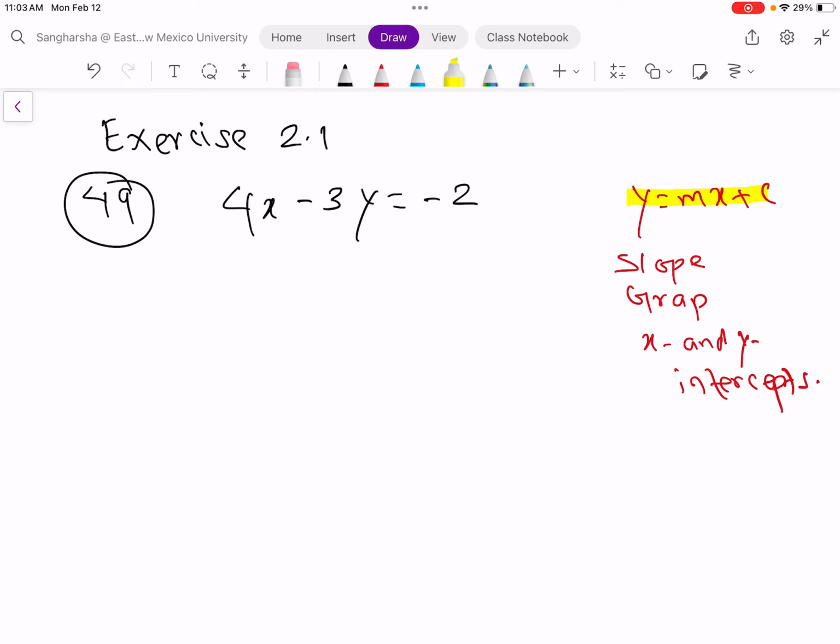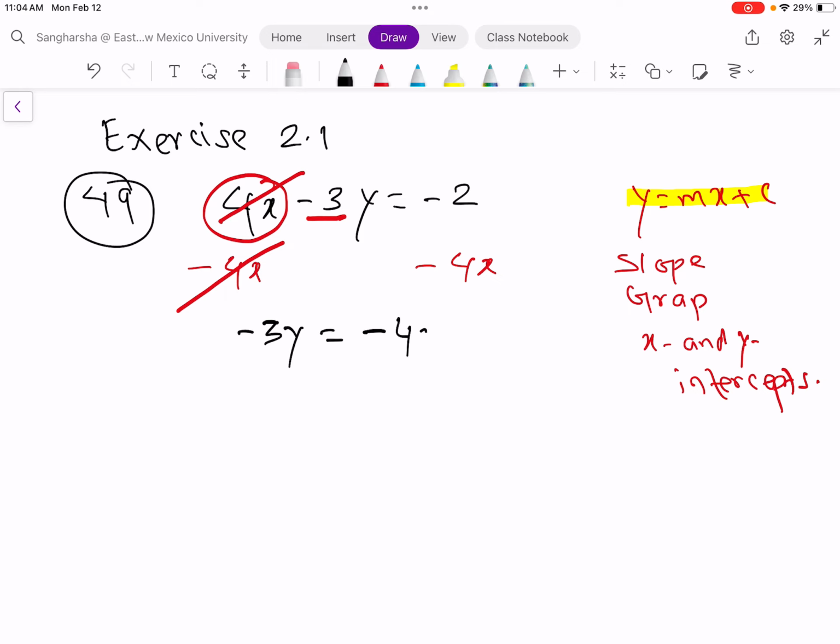Okay, now in order to solve this equation for variable y, we need to get rid of positive 4x. Okay, we need to get rid of negative 3, the coefficient of y. So at first, let's get rid of positive 4x from the left side. For that, we subtract 4x on both sides. Okay, on the left, positive 4x and negative 4x cancel. It means it's a 0, so we don't have any more x term. So we have negative 3y equals negative 4x minus 2.